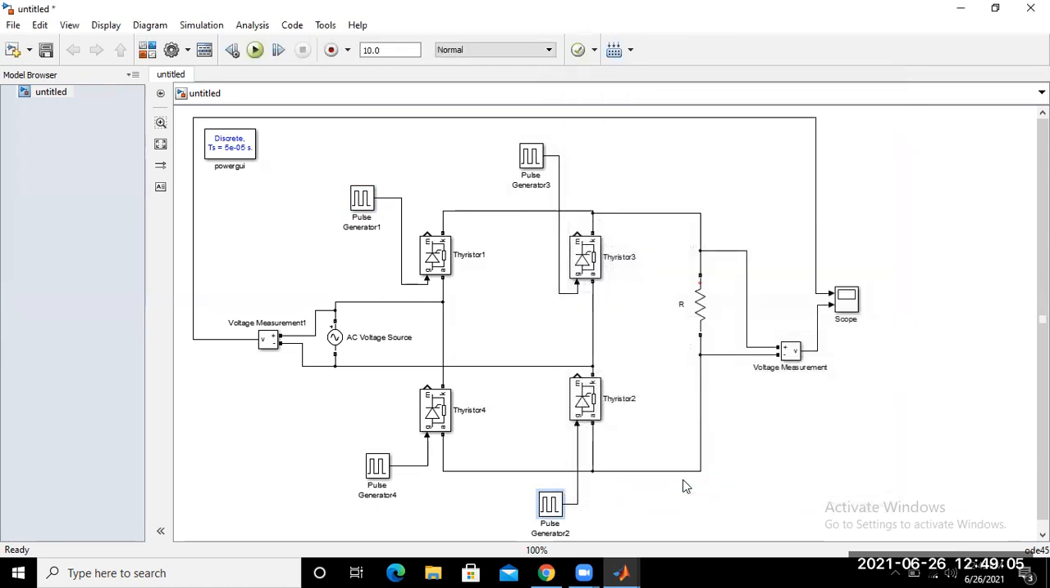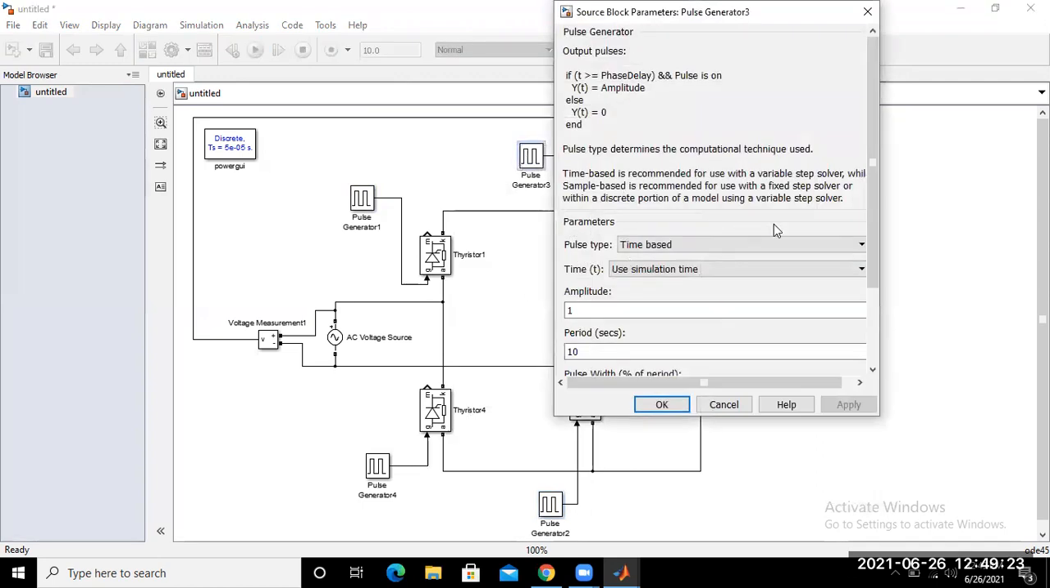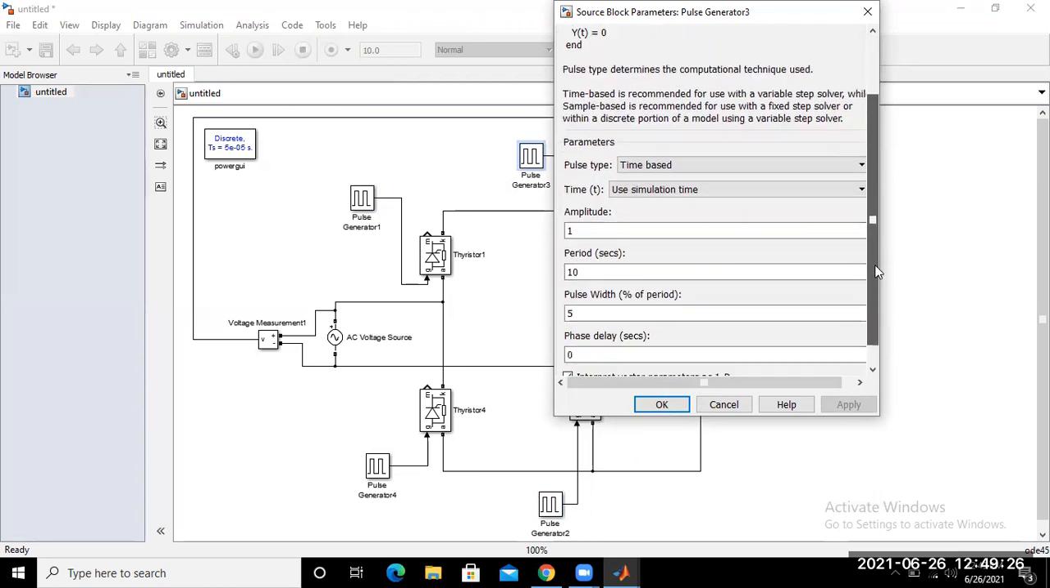Apply and okay. Next, thyristor number 3 and thyristor number 4. What is the delay angle for thyristor number 3 and 4? 3 and 4 conduct simultaneously, so just put their value. Amplitude equal to 10. Period is again the same, that means 0.02. Pulse width is 5.